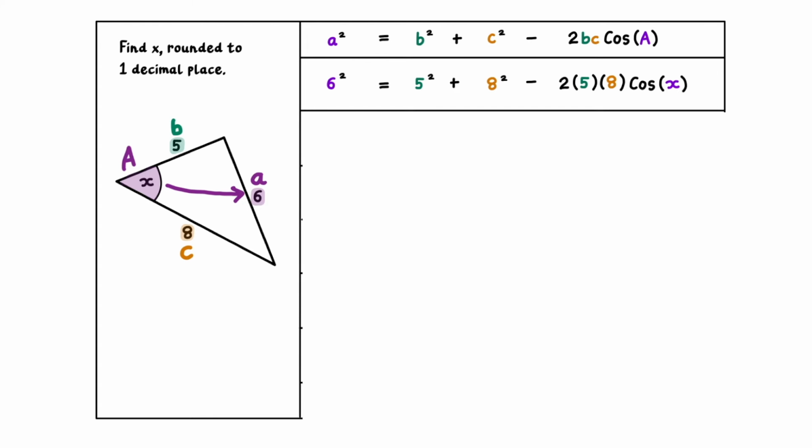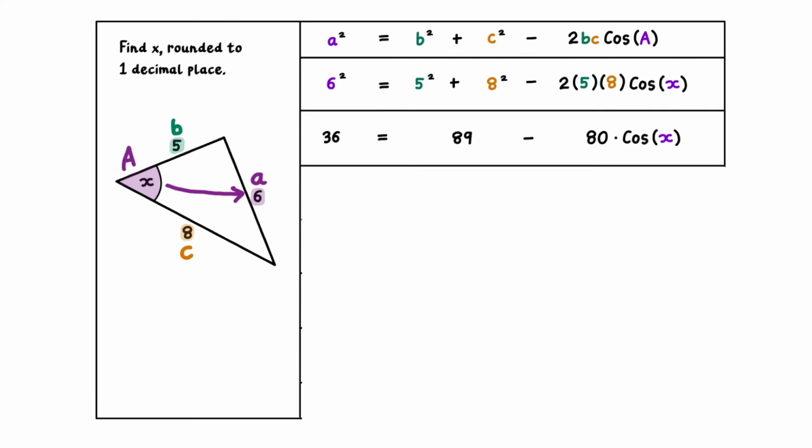Solving this equation will require several steps. To begin, we can simplify things by performing some computations. 6 squared equals 36. 5 squared plus 8 squared comes out to 89. And 2 times 5 times 8 equals 80. Now, to isolate the x, there's 3 layers we need to strip away: the cosine function, the multiplication of minus 80, and the addition of 89.